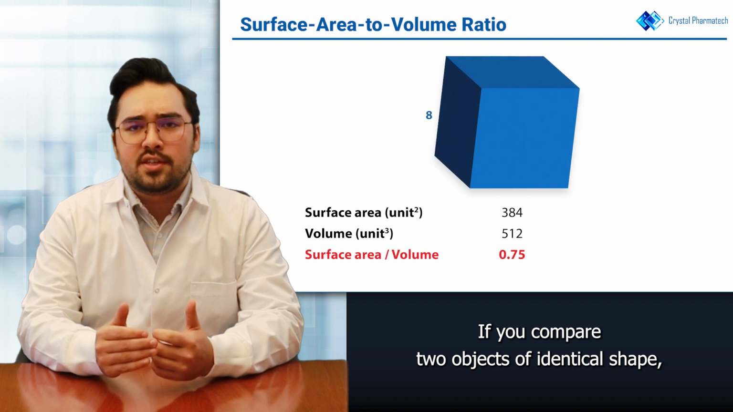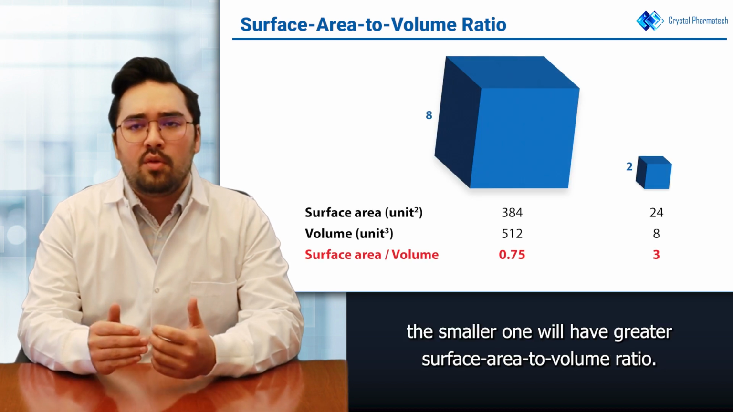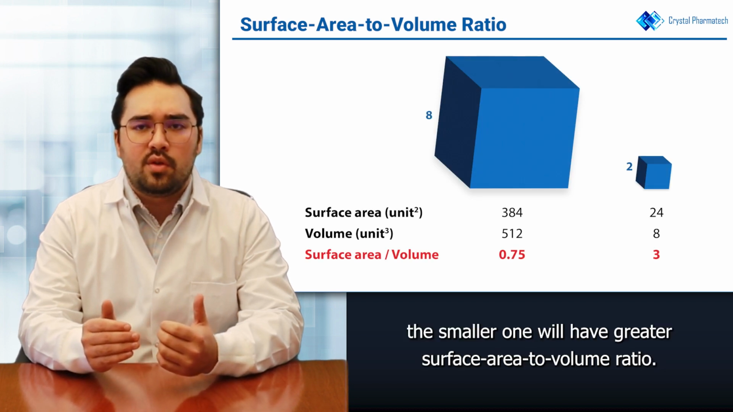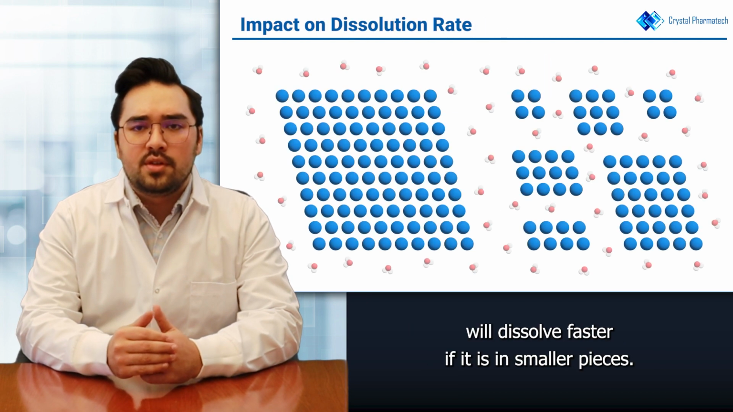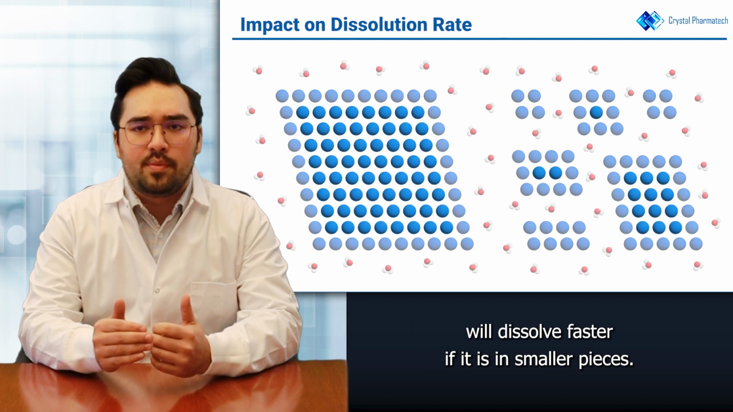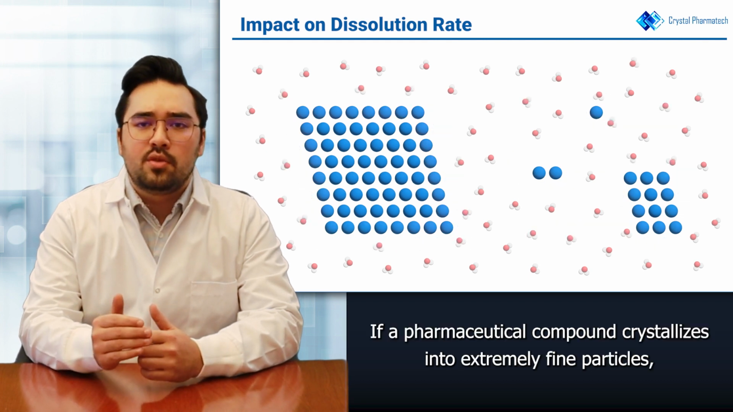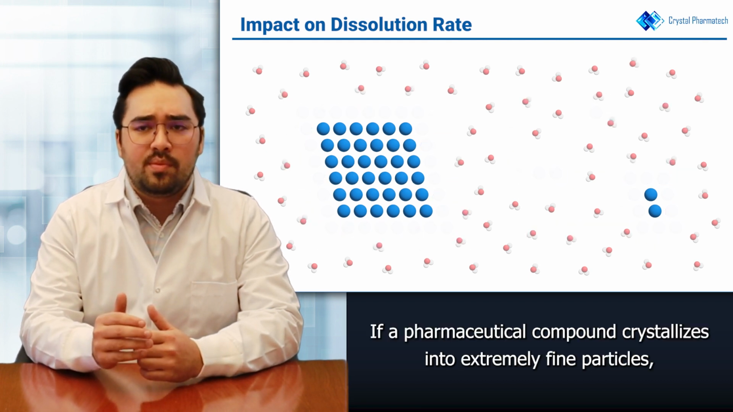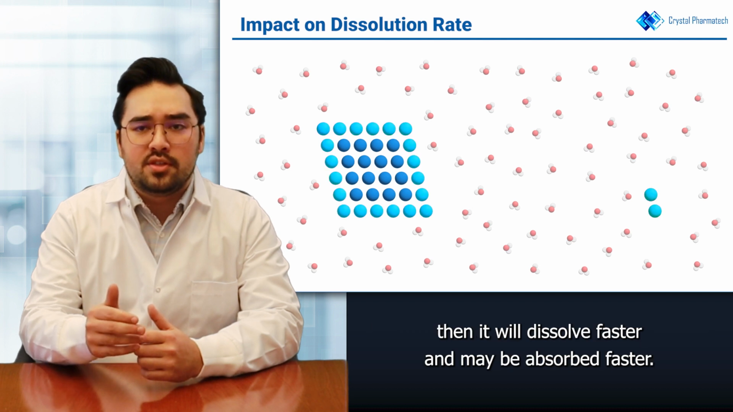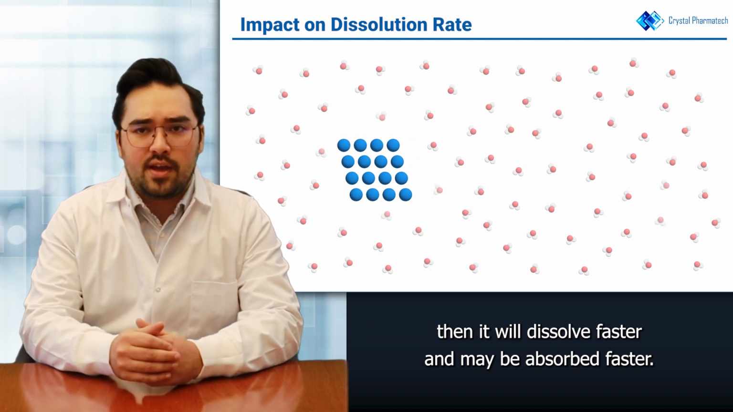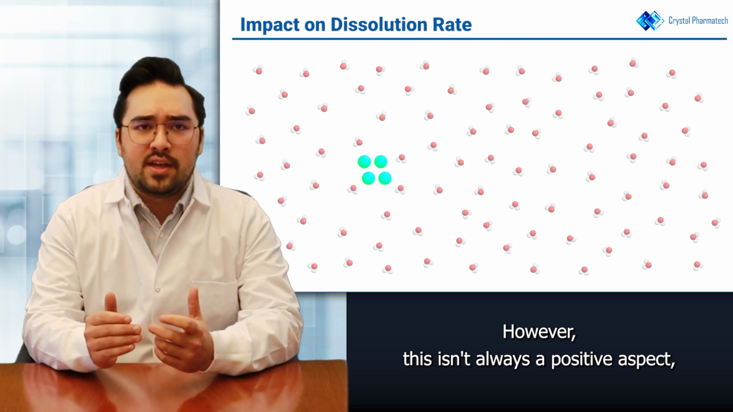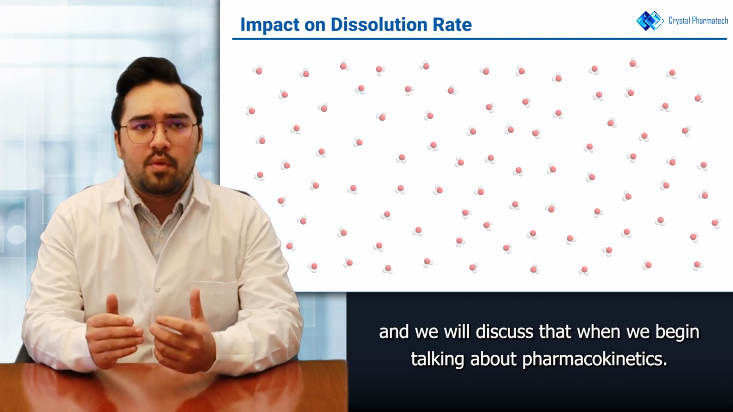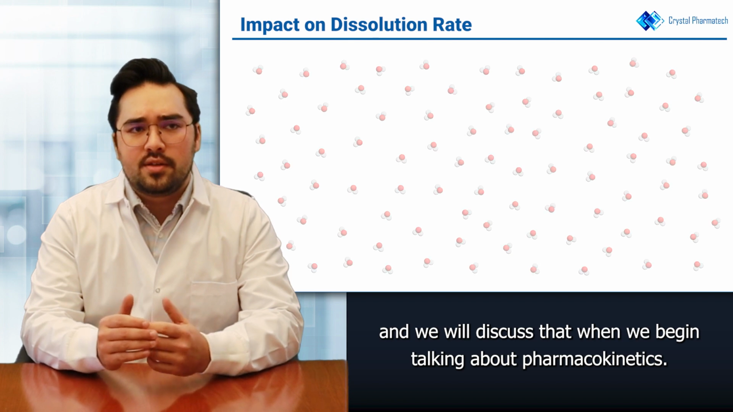If you compare two objects of identical shape, the smaller one will have greater surface area to volume ratio. In other words, the same amount of a solid will dissolve faster if it is in smaller pieces. If a pharmaceutical compound crystallizes into extremely fine particles, then it will dissolve faster and may be absorbed faster. However, this isn't always a positive aspect, and we will discuss that when we begin talking about pharmacokinetics.